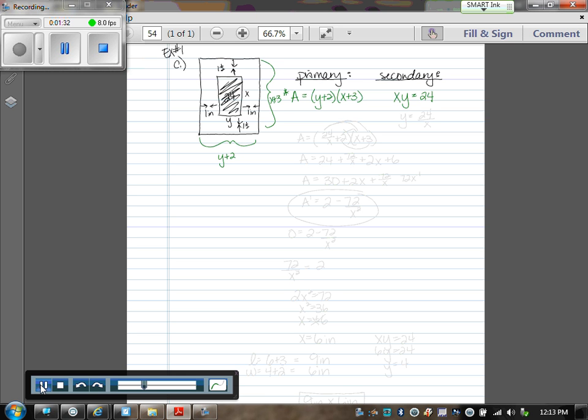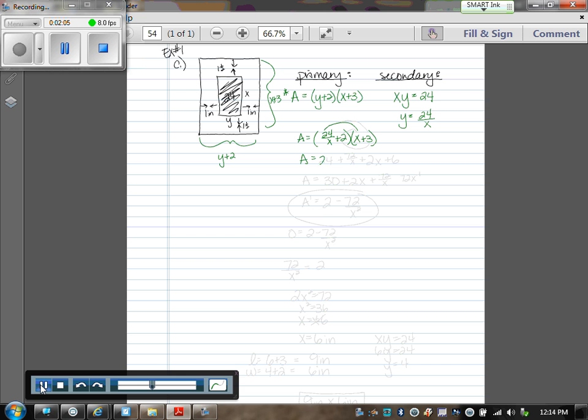I want to find the least amount of paper, so I want to optimize the area. But right now, the area formula has too many variables. So I'm going to go back to my secondary equation and use it to solve for one of the variables. I'm just going to solve for Y. You could do it either way, you should still get the same answer. Then I'm going to plug that Y value into my primary equation for area. I'm going to go ahead and FOIL.